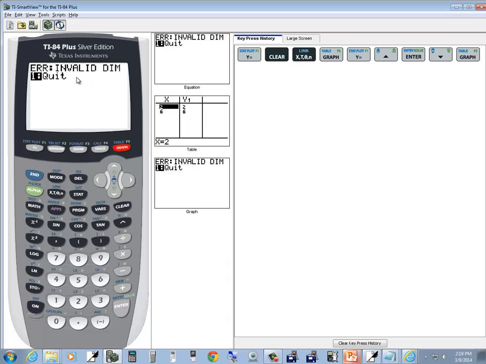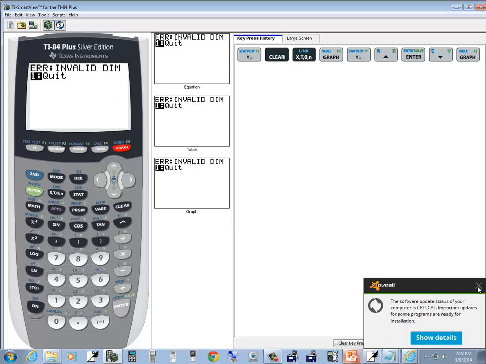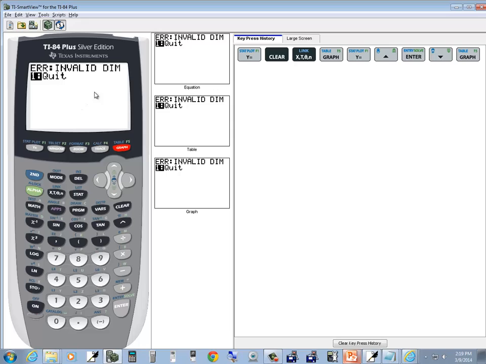You may get an invalid dim. That's one thing that could happen. Another thing that could happen is it could just work, and your graph would look normal. And the third thing is your graph will work, but you'll have extra garbage on your screen. So one of those three things will happen. I'll go ahead and press enter and quit.